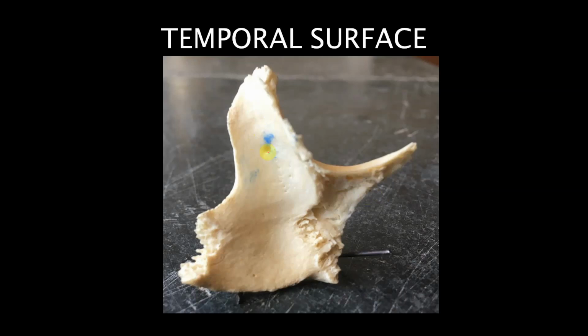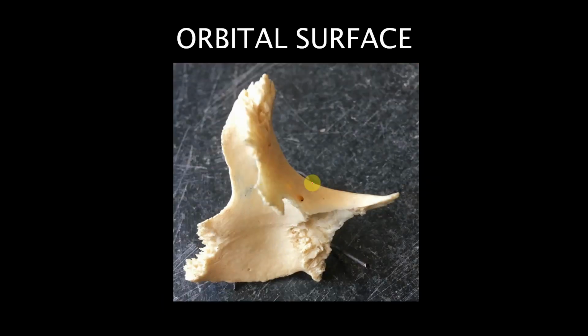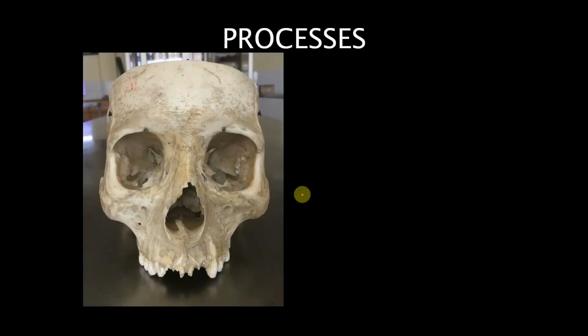The temporal surface shows another foramen, and this is called the zygomaticotemporal foramen. The surface forms part of the temporal fossa and the infratemporal fossa, and this triangular area articulates with the maxilla. On the orbital surface, we have the foramen called the zygomatico-orbital foramen.